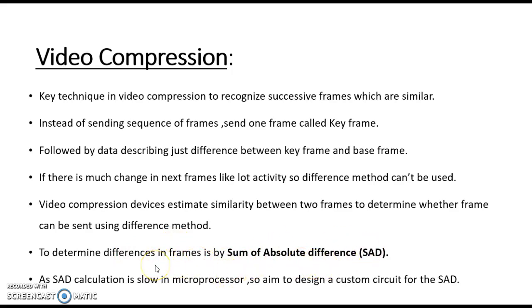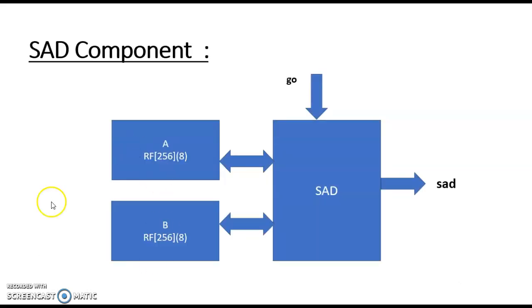As SAD calculation is slow for a microprocessor, we'll see that also at the end of this. So our aim is to design a custom circuit for SAD. Now this is a block diagram, which is what we are going to design. This go is a signal. If you press this go button, then this calculation should start.